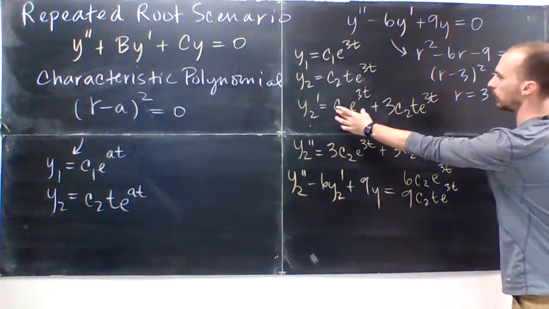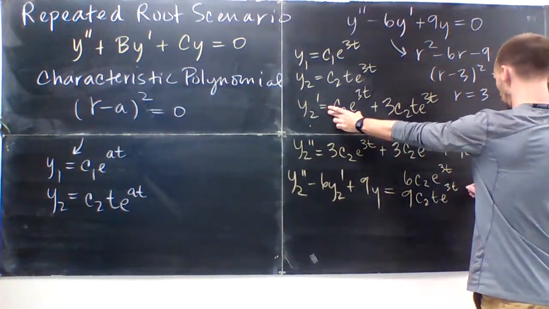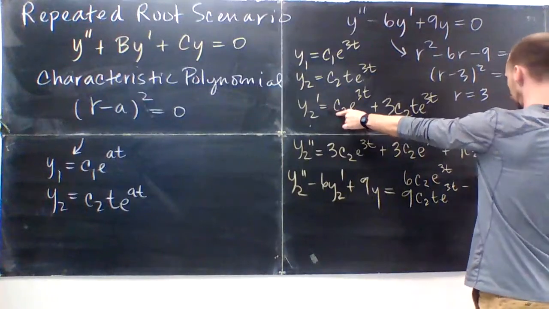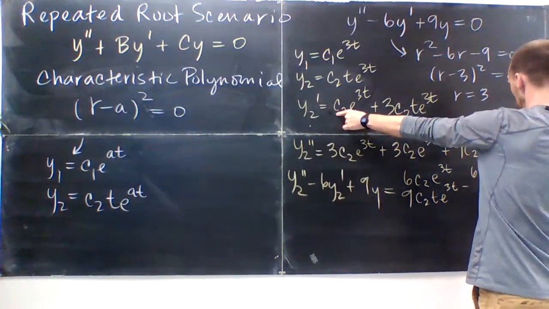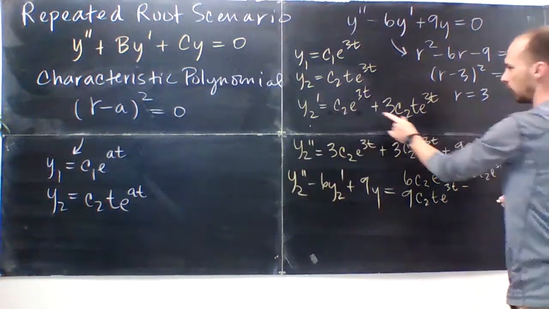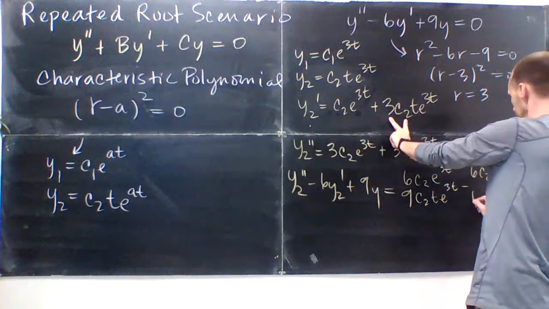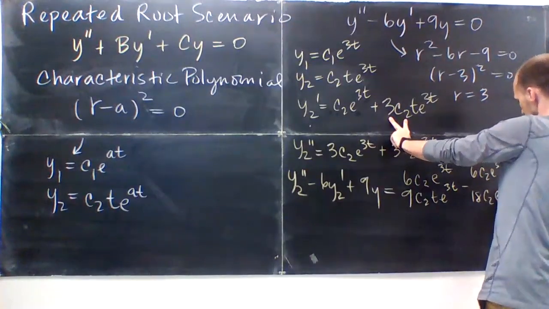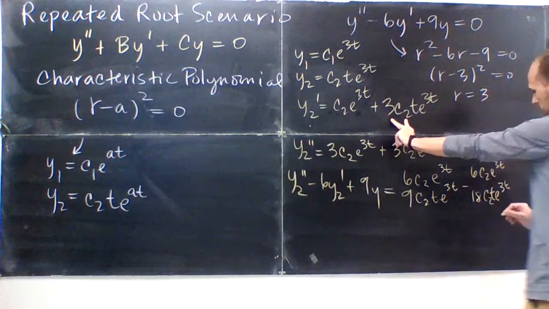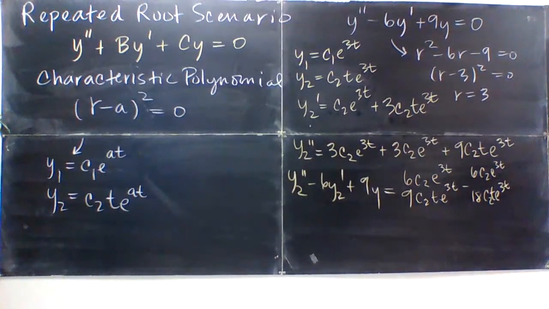6y2 primes is going to be, I'm going to subtract 6 of these. So minus 6 c2 e to the 3t. And then, well, yeah, when I multiply this by 6, I'll have 18 t e to the 3t. And then I'm going to add in 9y, so I'm going to be adding in 9. Okay, so there's no regular e to the 3t's, okay? But there will be 9 c2t's.